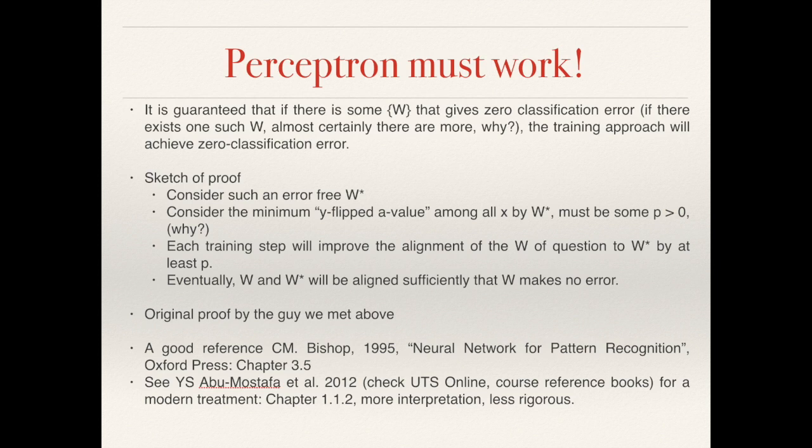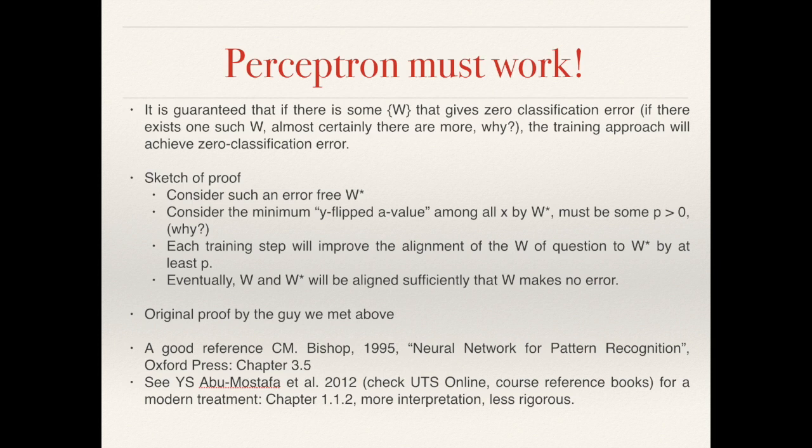Consider such a value, I call that the y flipped W applied value, whatever. It's a complicated name, but you can consider this. All those values for all the samples are positive, and find the minimum one of them. In the above training algorithm, it is guaranteed that the alignment of our particular W under training with the optimal W star, in each iteration, will increase by at least the minimal value of the previously discussed y flipped W applied value.